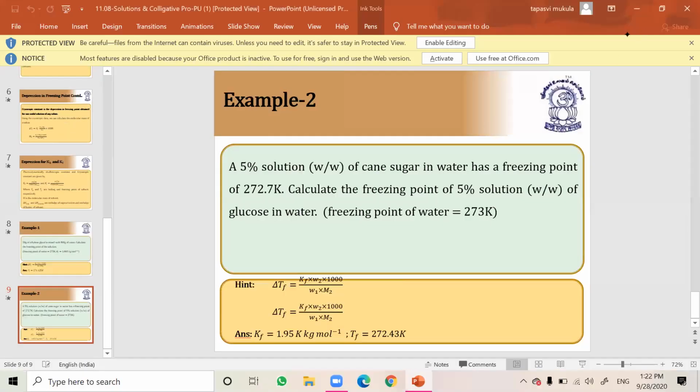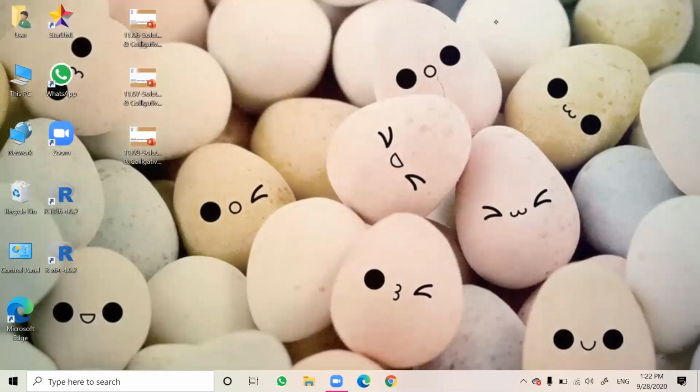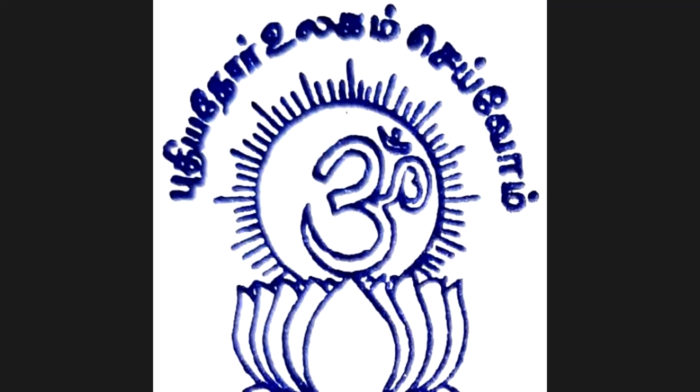So we have completed three colligative properties, that is, relative lowering of vapor pressure, elevation in boiling point, and depression in freezing point. Now we'll do some more questions based on this, that is, previous competitive questions from this topic. Since more questions are not there, I want to give more questions.